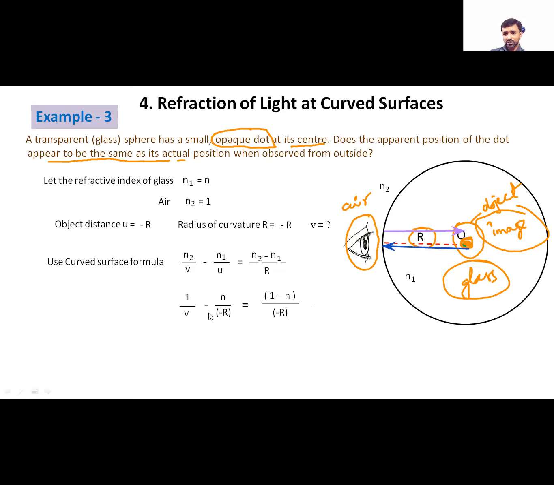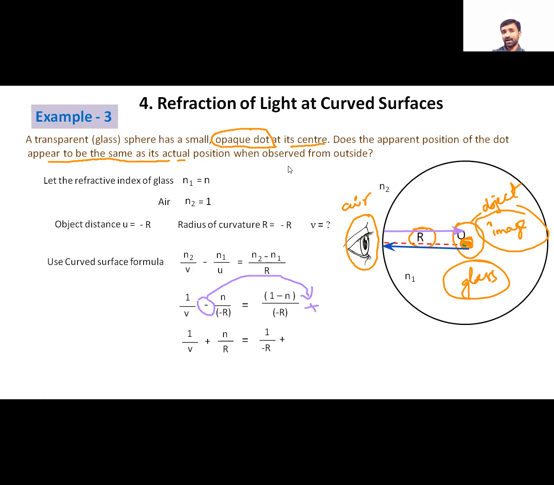So here I'm transposing this n by minus R to the right side. Here I already have a minus symbol on this side. On transposing to the right side, we will get a plus symbol, right? So let us keep 1 by v on the left side. So 1 by v on the left side equals the right side.